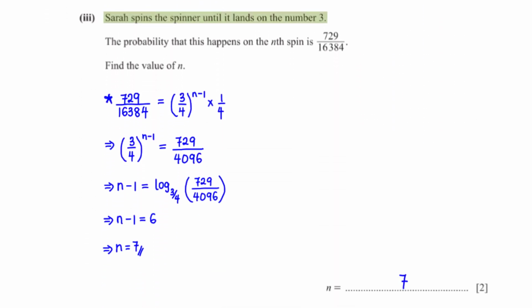Sarah spins the spinner until it lands on the number 3. The probability that this happens on the nth spin is 729 divided by 16,384. Find the value of n.